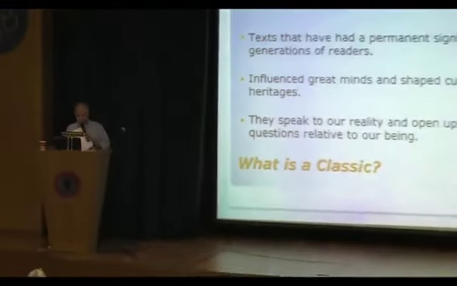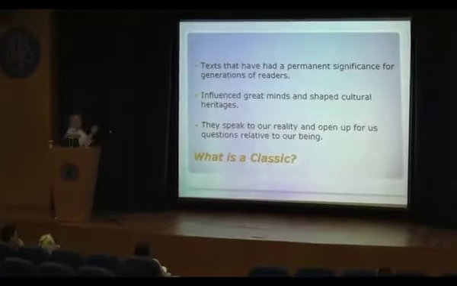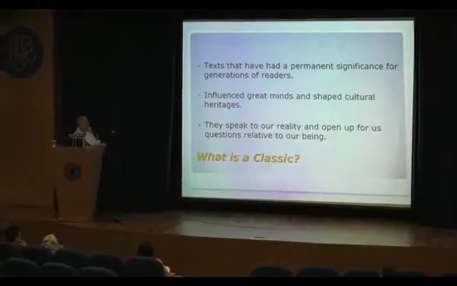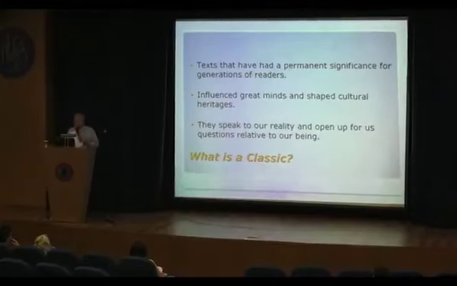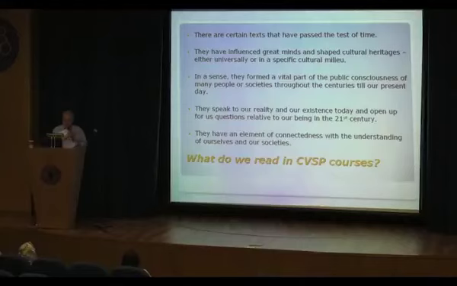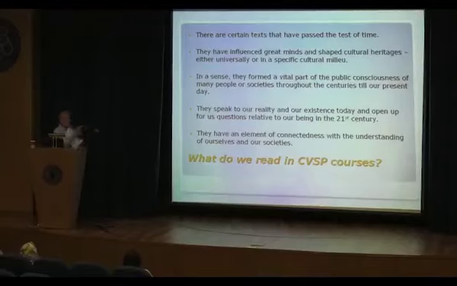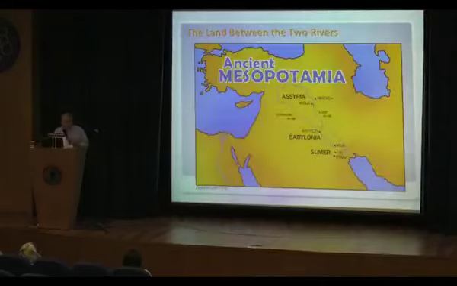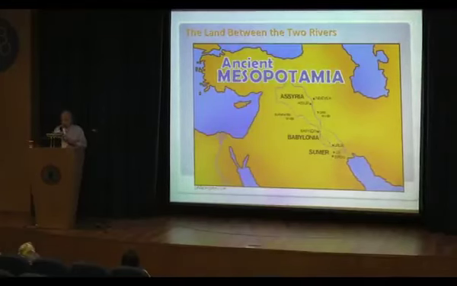Now let me move, I'm not moving with the slides, let's have a look. So texts that have a permanent significance for generations of readers, I've mentioned this. What is a classic? This is to answer the question, what is a classic? They speak to our reality and open for us questions relative to our being. We've done this. These are texts that have passed the test of time. What do we read in CVSP? This answers the question: books that do something for us, okay, in our cultural life. Now we move to what we will do in this course.